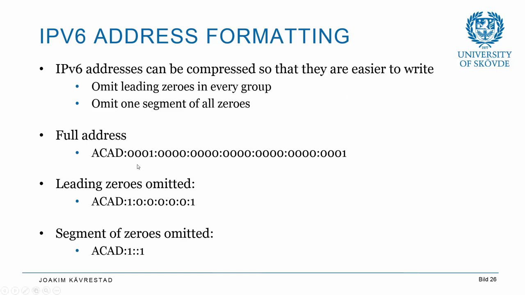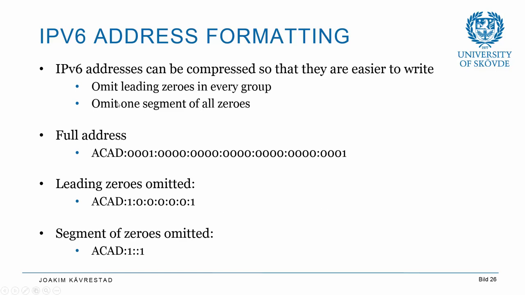So you can see that the address is grouped here. There are 4 hexadecimal digits in every group, and they're separated by colons. In every group, you can remove all leading zeros. So for instance, instead of having 0001, you can just type a 1 as down here.